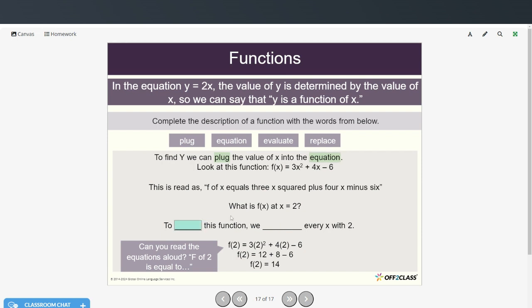So to evaluate this function, we replace every x with 2. So f of 2 equals 3 open parentheses 2 close parentheses squared plus 4 open parentheses 2 close parentheses minus 6. So then that gives us f of 2 equals 12 plus 8 minus 6, and f of 2 equals 14.